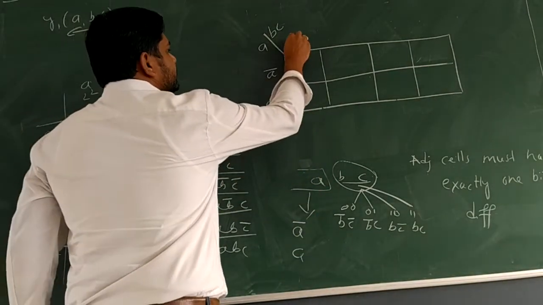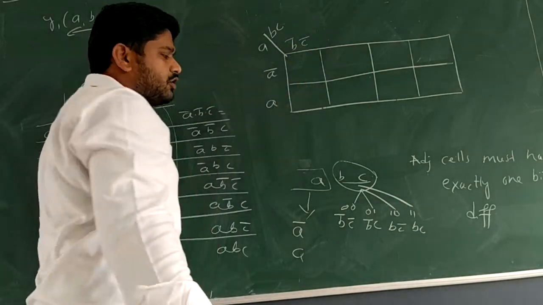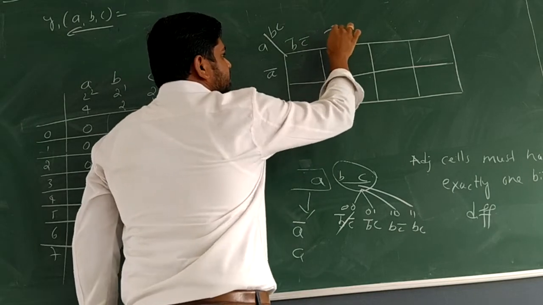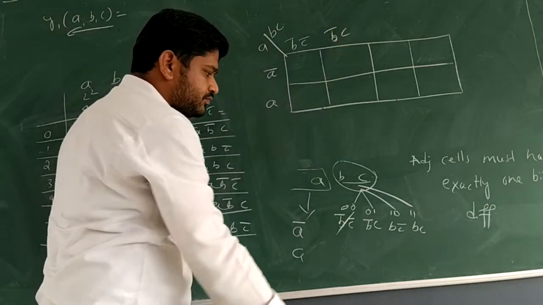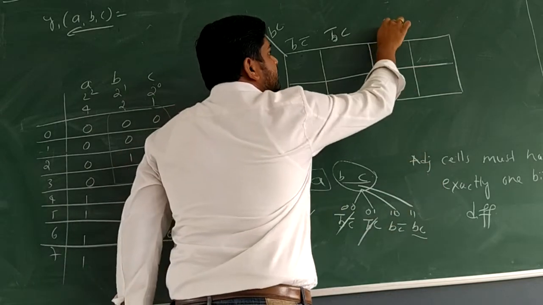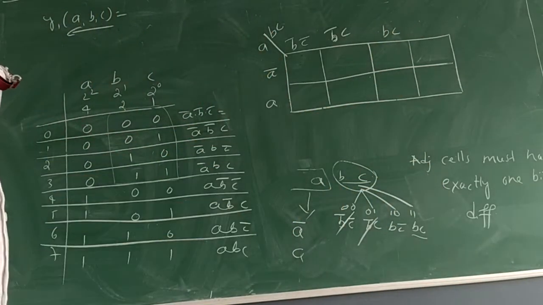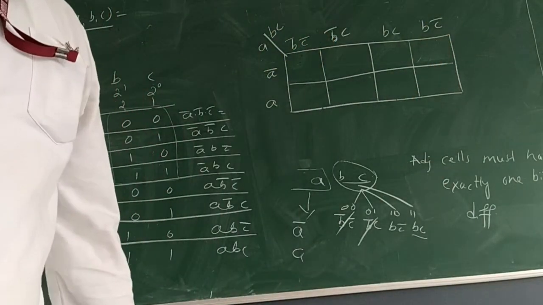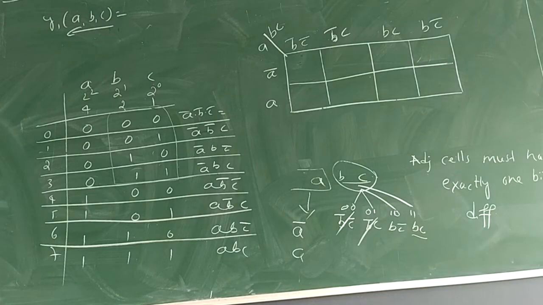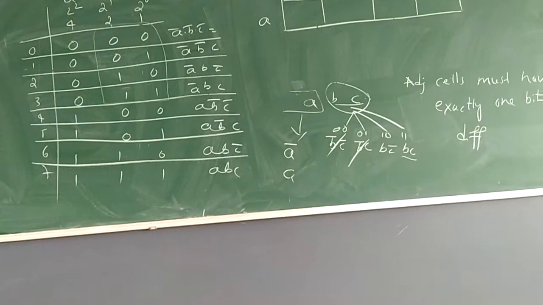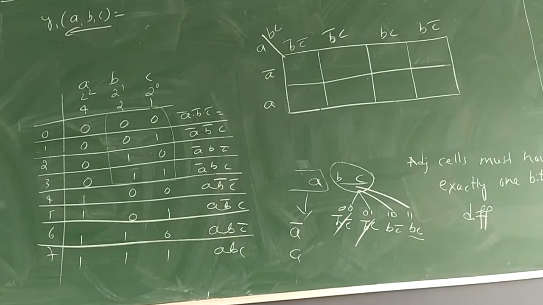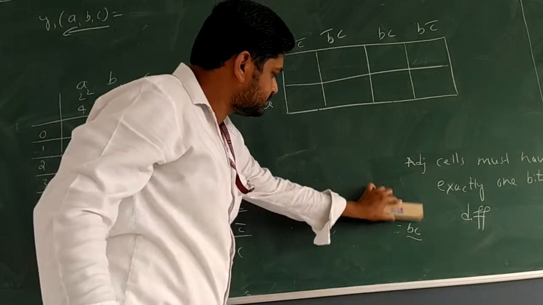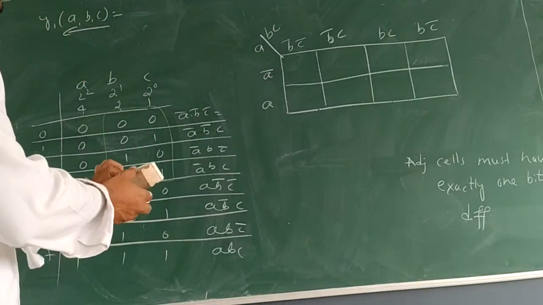See now, first B complement, C complement, I have to write this. Next B complement, C. Okay. Next I will take BC. Why? The reason you will come to know. Last I will take B with C complement. Okay. Fine. Let's write the functions inside each cell.